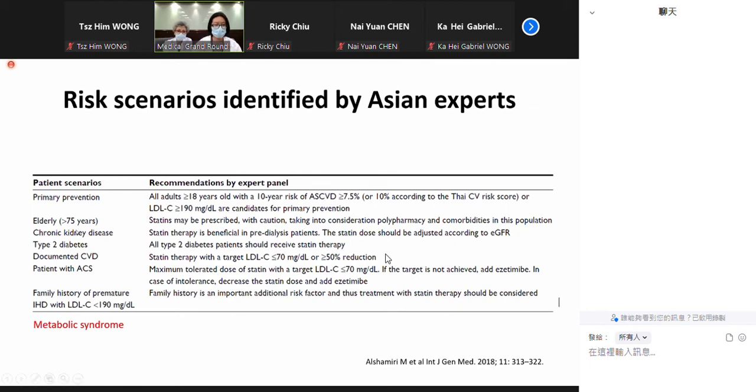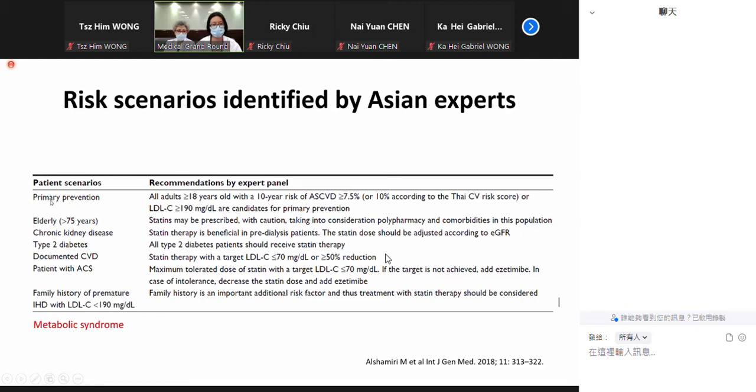So what about people with chronic kidney disease? Essentially, evidence says that statin therapy is beneficial in pre-dialysis patients, because they are at much higher risk of future ASCVD events. I know Professor Chan makes sure that all our CKD patients are put on statins, and sometimes this might be overlooked in some. Again, patients with type 2 diabetes should absolutely receive statin therapy, and we mentioned those with documented CVD and patients with ACS.